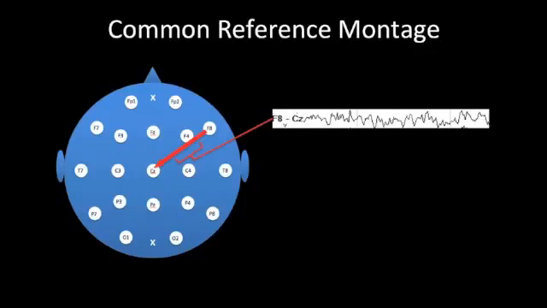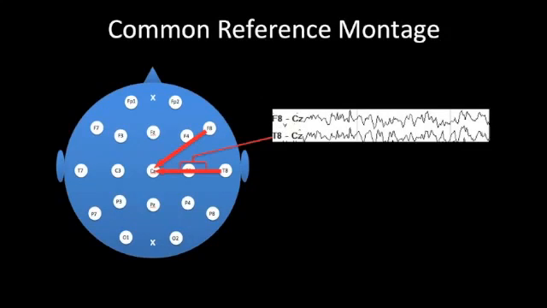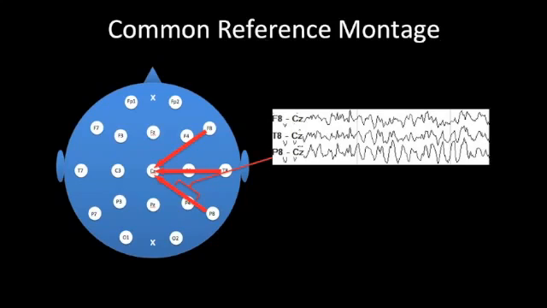In this situation, we compare the signal at every electrode position on the head to a single common reference. One of the most common reference montages is the CZ montage. In this situation, we compare every electrode on the head to CZ. The first channel or derivation we will look at is F8 to CZ. We then move posteriorly, comparing T8 to CZ, and then finally P8 to CZ.